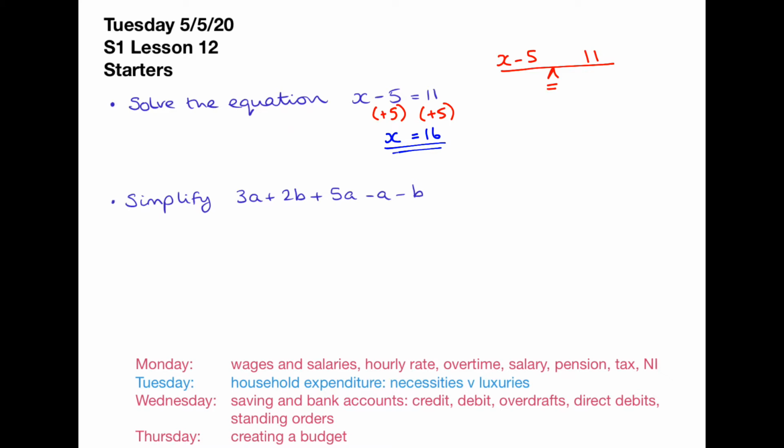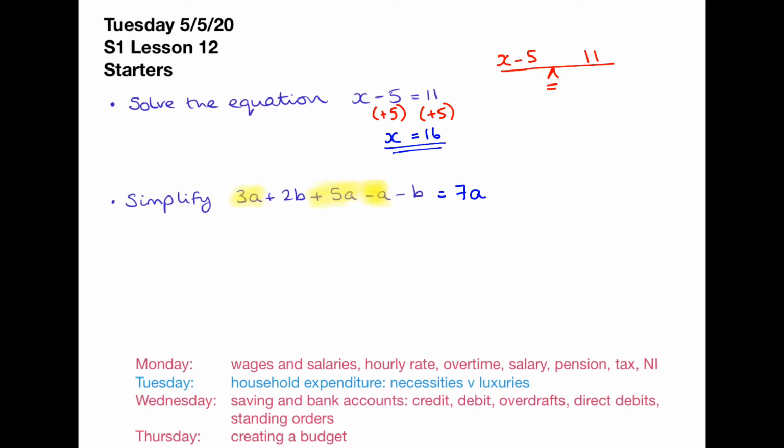There we go. Right, so we can see in A's, we've got 3A there, we've got plus 5A there, and another takeaway A there. So altogether in A's, we've got 3A, add 5A, take away 1A. Remember, if it's A on its own, it means 1A. So 3A add 5A would be 8A, take away 1A gives us 7A.